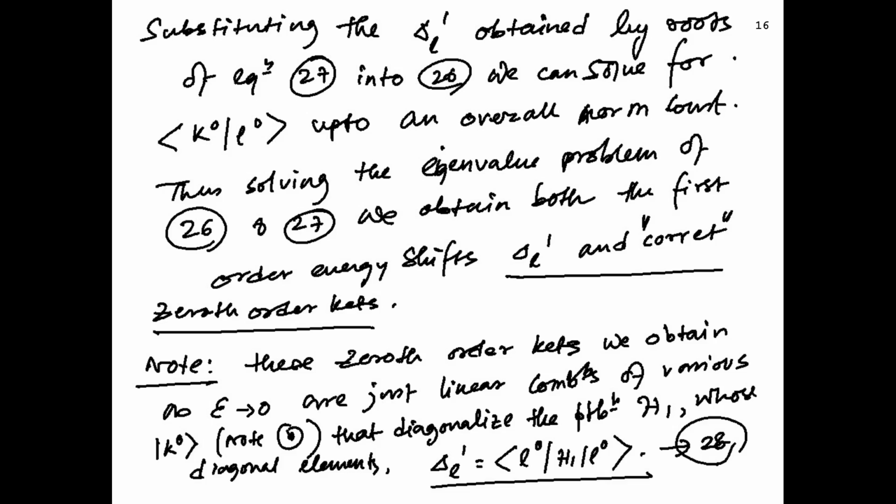Now note that these 0th order states, as we have discussed again and again, obtained as epsilon goes to 0, are just linear combinations of various k naught that diagonalize the perturbation H1, whose diagonal elements are given by delta L1 equals L naught H1 L naught, and it may look like exactly the same formula which we used before.